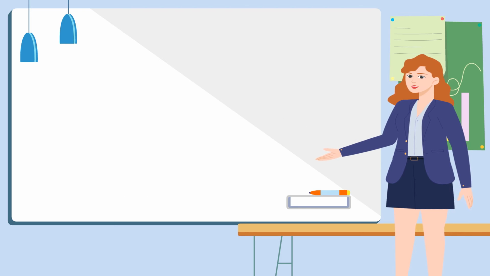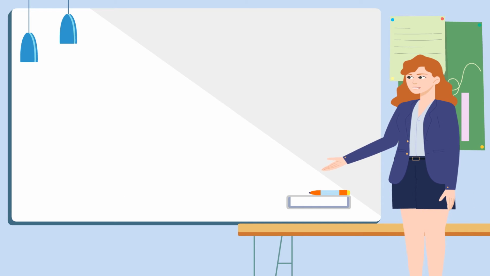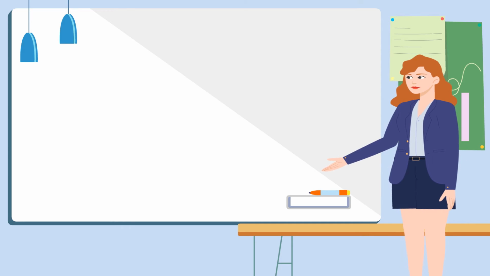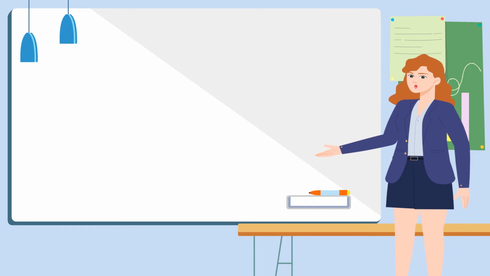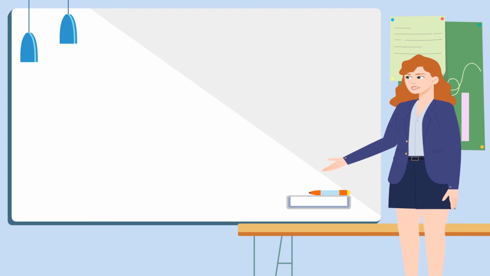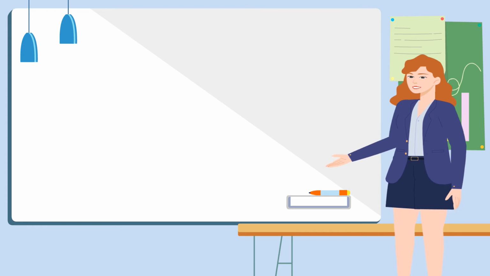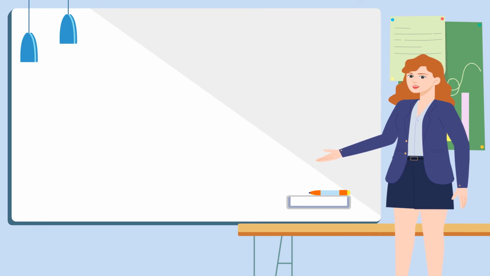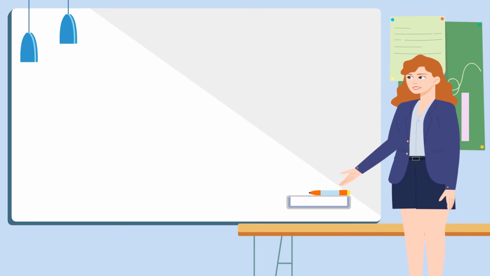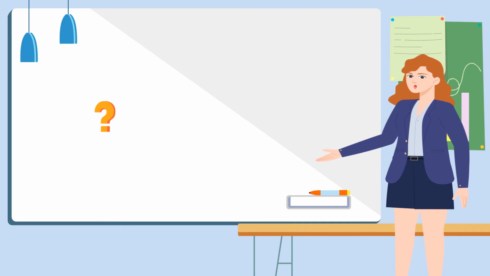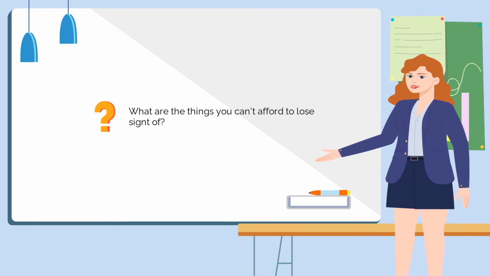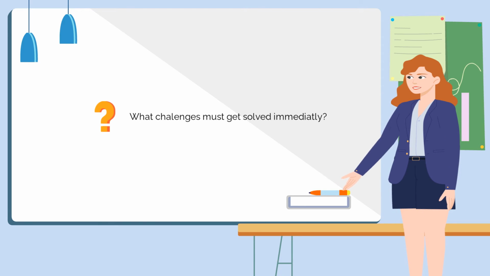Teams are usually quick to come up with a list of problems to solve. If you are designing objectives with a team, I found it helpful to collect all problem statements. Always remind yourself that no idea is a bad idea, and it is better to have a list of problems than nothing. Next, you need to prioritize with your team the list of problems and place the most important issues on the top. Good questions to ask during this practice are: what are the things you can't afford to lose sight of? And what challenges must get solved immediately?